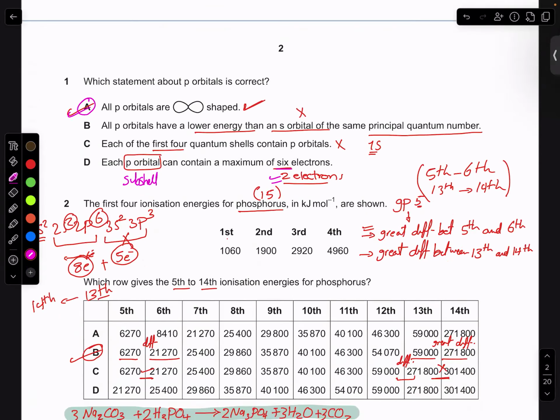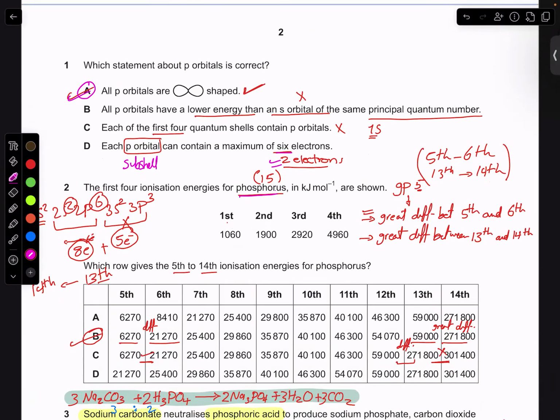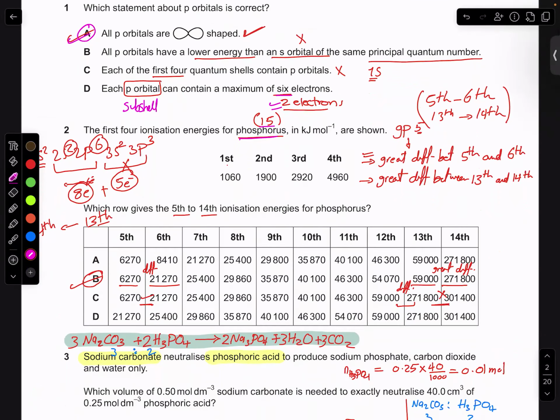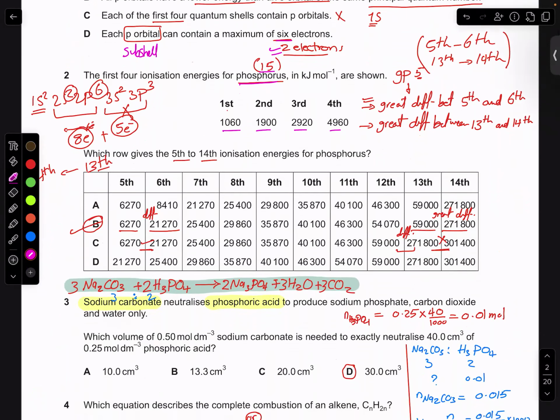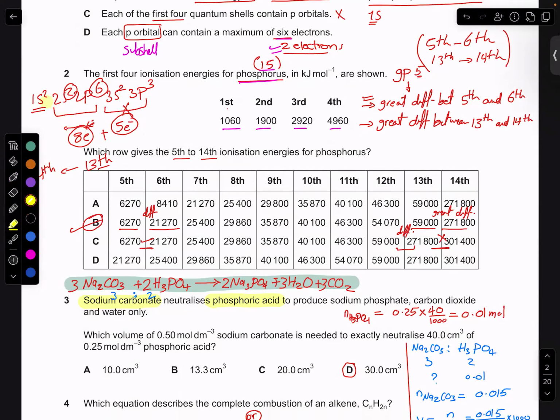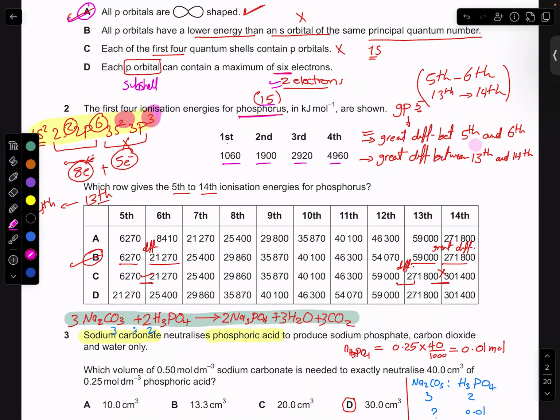Question number 2. The first 4 ionization energies of phosphorus, atomic number 15, are shown. Phosphorus contains 5 electrons in the outer shell, this is the electron configuration of phosphorus. The outer shell contains 5 electrons. So there will be a big change between the fifth and sixth ionization energy.